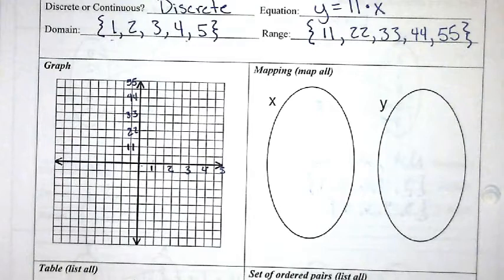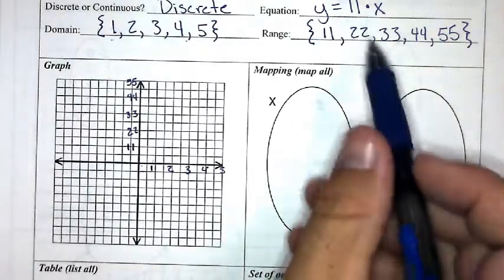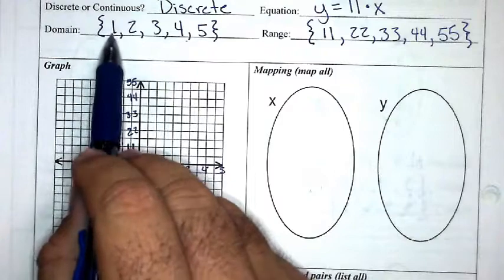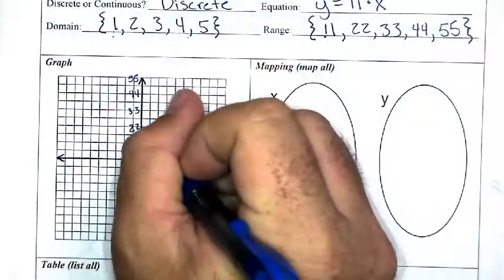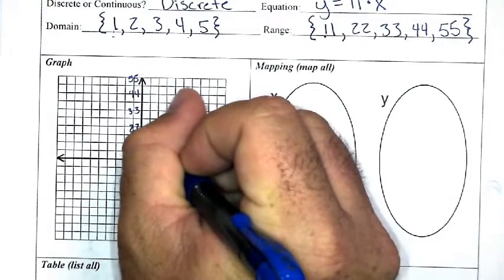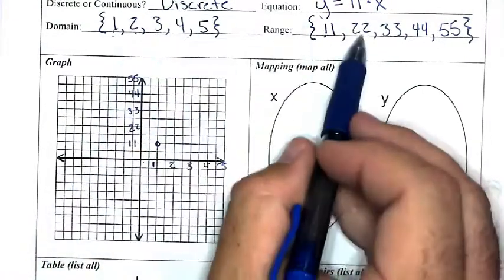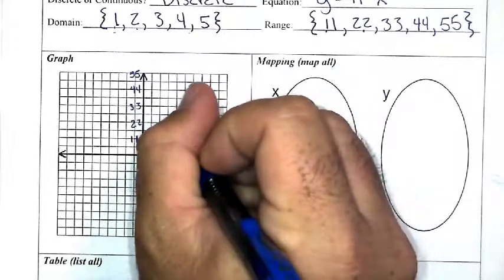So when x was 1, what was my y value? 11. When x was 2, y was 22. And so on and so on.